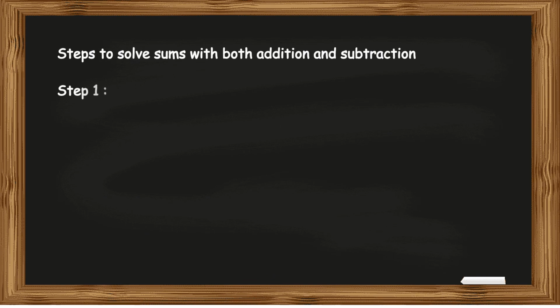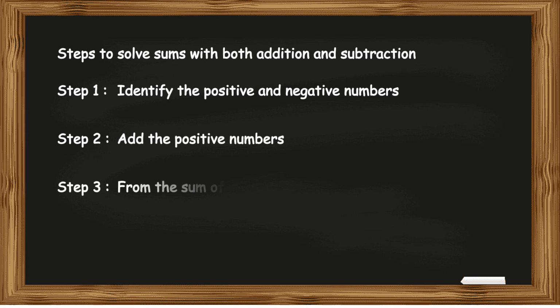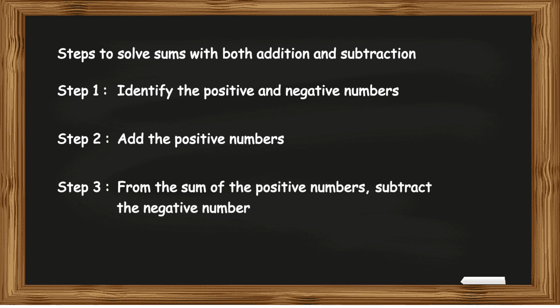Before we end, let us revise the 3 steps once more. Step 1. Identify the positive and negative numbers. Step 2. Add the positive numbers. And step 3. From the sum of the positive numbers, subtract the negative number.